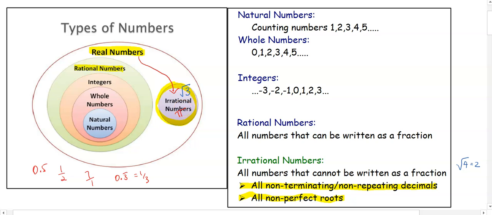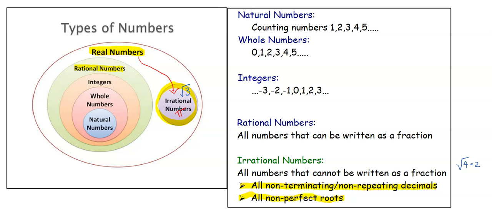When you type it into your calculator, it only gives you 8 decimal places because that's all the room it has, so your calculator rounds off to the nearest 8th decimal place. But in theory, these decimals do not terminate and go on forever with no pattern. So that's how I know if it's irrational: if it can't be written as a fraction, or in other words, its decimal goes on forever with no pattern, and all non-perfect roots have this property.